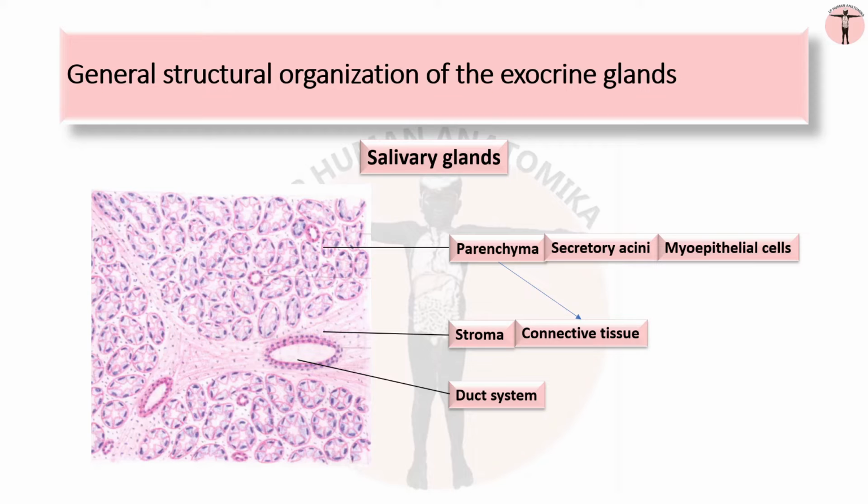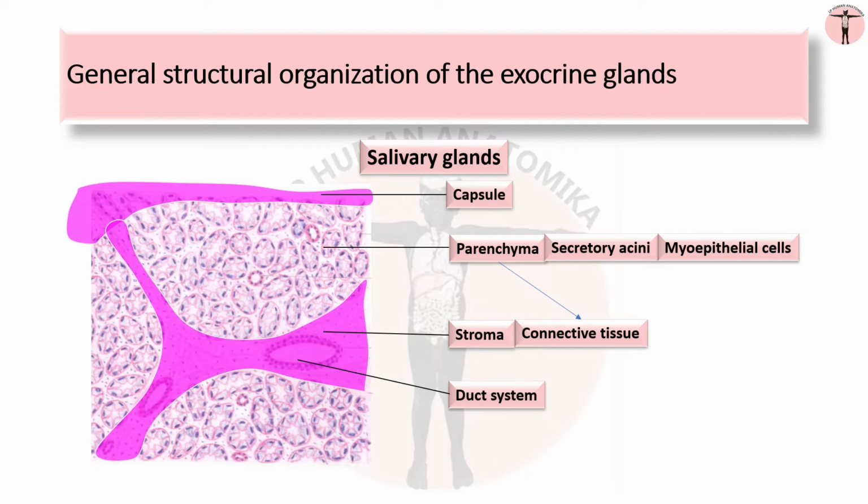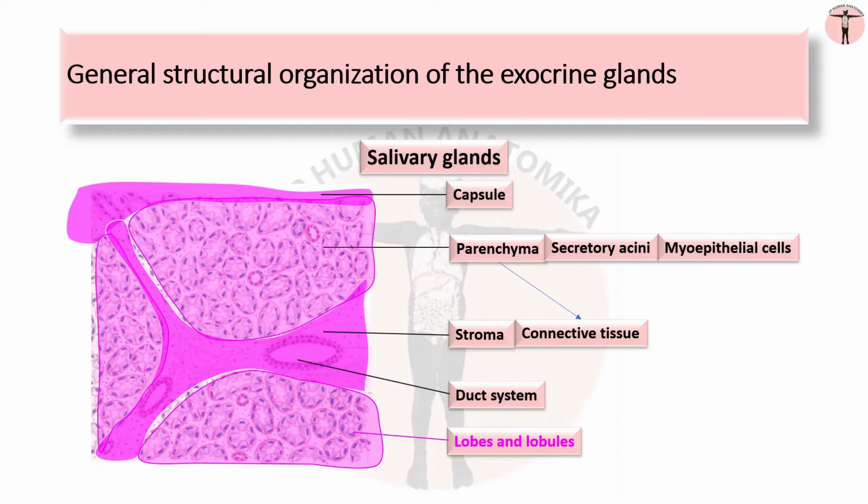The glandular tissue is completely enclosed or covered by connective tissue sheath called capsule. Numerous septa arise from capsule, pass into the gland, dividing it into lobes and lobules. Blood vessels and nerves pass along the connective tissue septa to reach the secretory elements. Duct system consists of the ducts which convey the secretory product from the gland into the oral cavity.